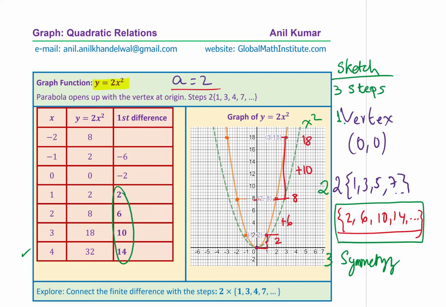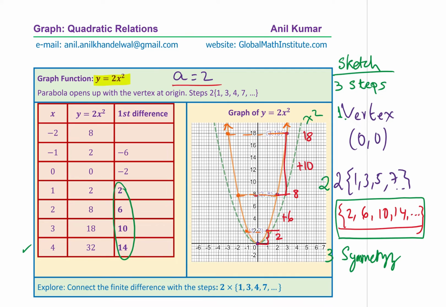So you can actually use the y-axis as your mirror and then get all other points. And there you go. You have your graph 2x squared. Is that clear to you? All right. Let's do it once again.